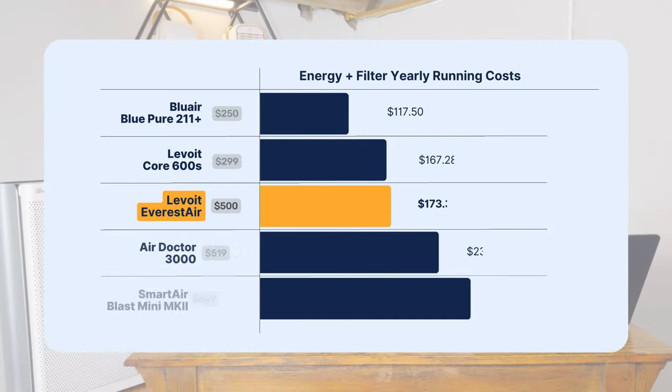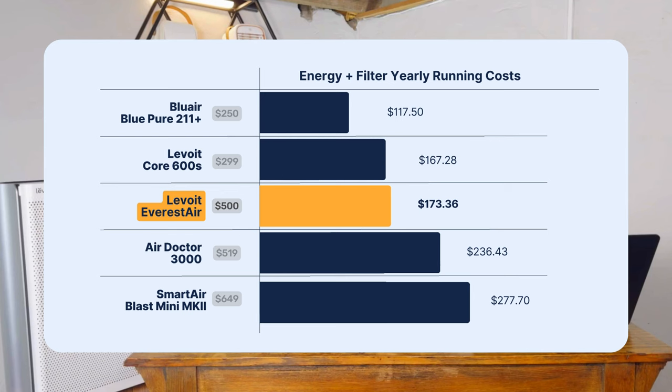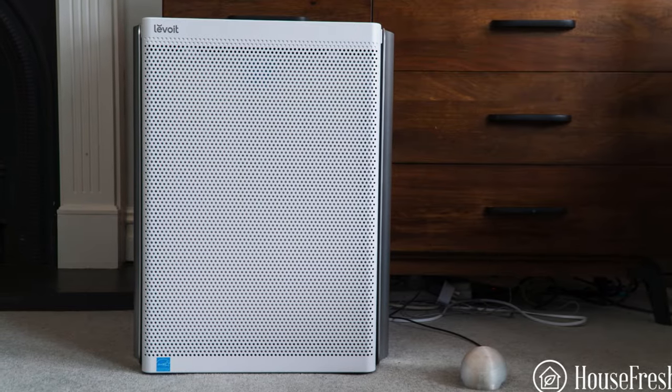So with the Air Doctor 3000, you're looking at running costs with OEM filters of $236.43, the Smart Blast Mini, $277.70, the Levoit Core 600S, the budget alternative to this, $167.28, and the Blueair Blue Pure, $117.50. Overall, the Levoit Everest has really fair running costs, considering you get an aesthetically pleasing device with really high levels of air cleaning performance.